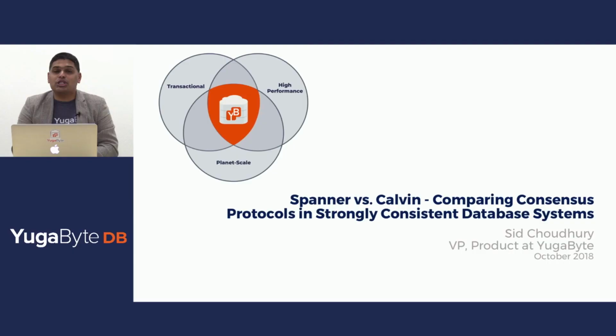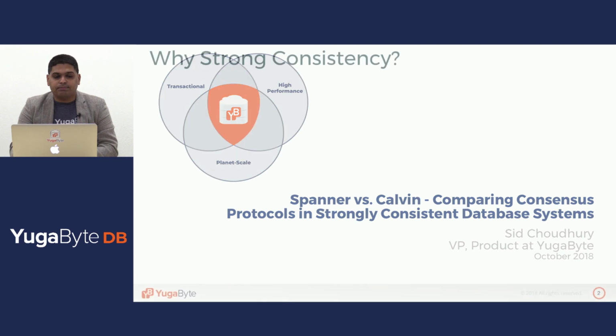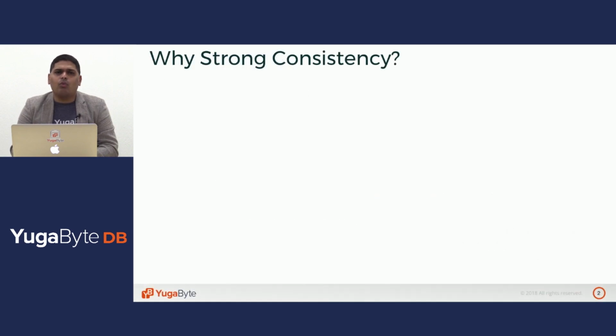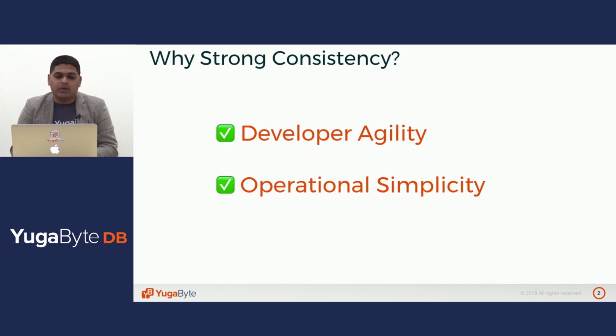My name is Sid Choudhury, and today I'm going to walk you through Spanner versus Calvin, comparing consensus protocols in strongly consistent database systems. Let's dive right in. First of all, why strong consistency? The answer is actually very simple. Strong consistency helps developer agility.